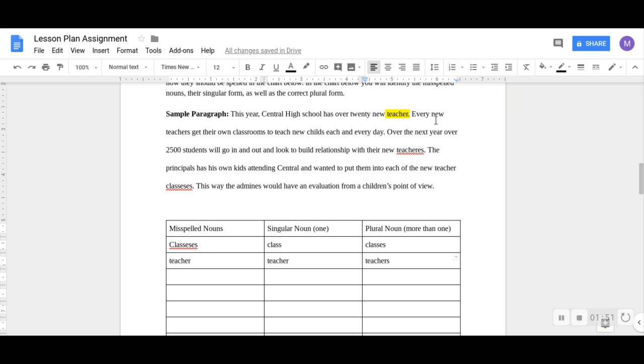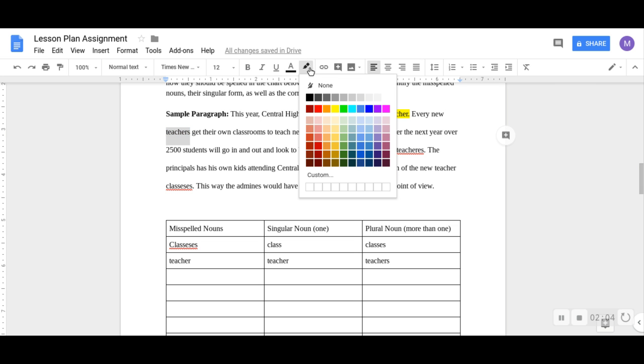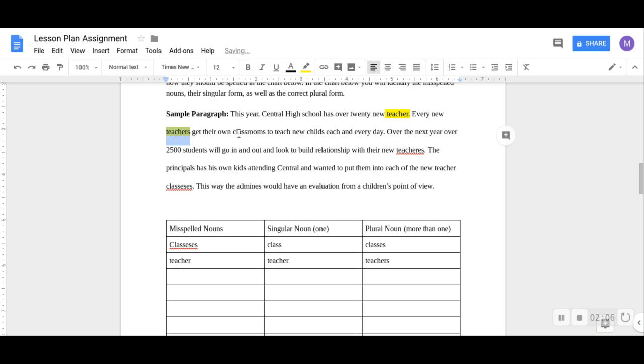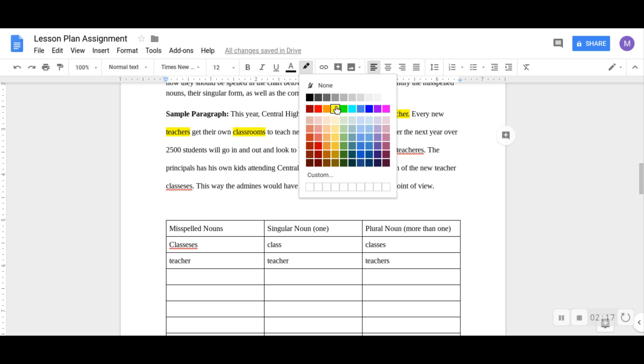Our next one, every new teachers get their own classrooms to teach new childs each and every day. There's quite a few in this one, so we're going to go kind of quick. Teachers is spelled wrong. Classrooms is spelled wrong. We're going to highlight that. And childs is spelled wrong.